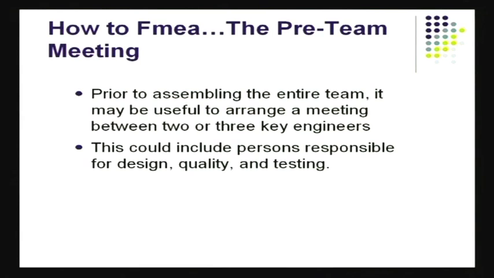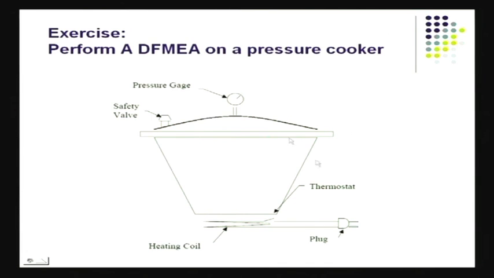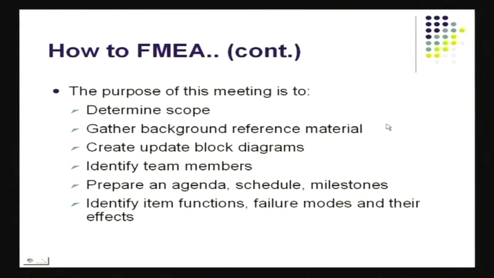And of course, to be able to do FMEA, you've got to hold your team meeting, where people sit around and get briefed on it. Here's a little example. Perform DFMEA. The team has been asked to design a new pressure cooker, and we ask what all things could go wrong with this. For that, you'll start your approach: determine the scope, what is it that we are trying to do, gather background and reference material, and so on and so forth.